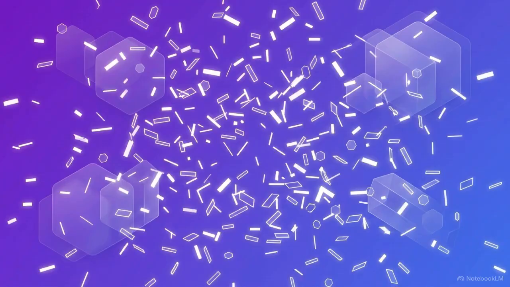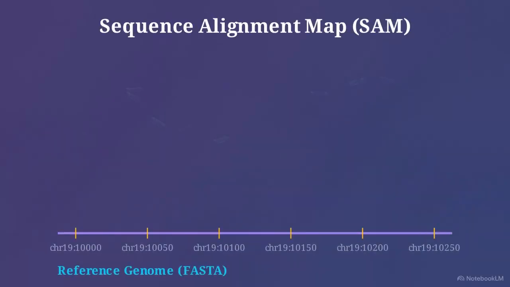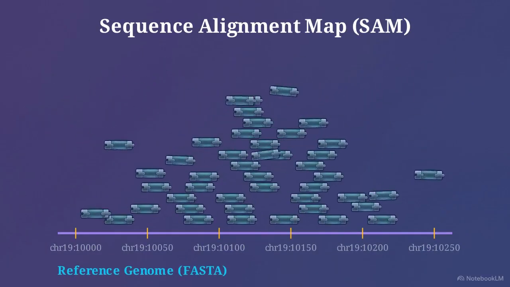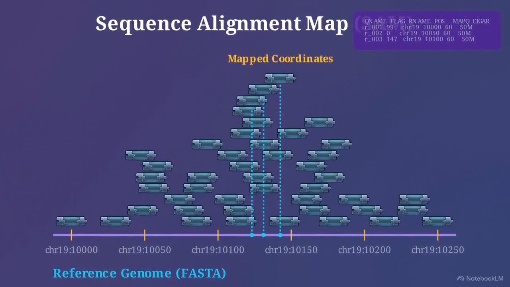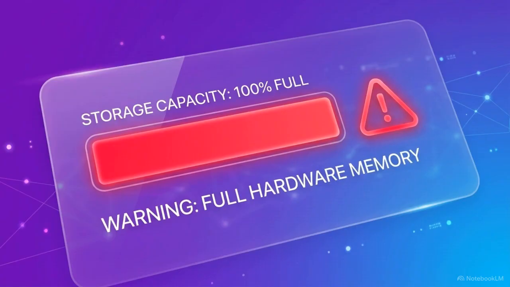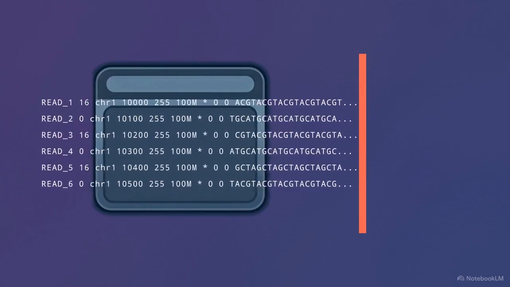Even with high-quality reads, the data is still just a collection of fragments. We don't know where these millions of reads actually sit within the 3 billion bases of the human reference genome. The Sequence Alignment Map, or SAM format, provides that context. It maps every raw read to its specific coordinates on a chromosome. The problem is that SAM files are text-based and incredibly bulky. They take up so much storage and memory that they become a bottleneck for downstream analysis.